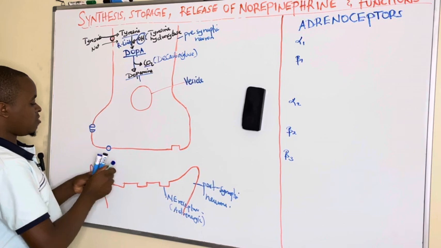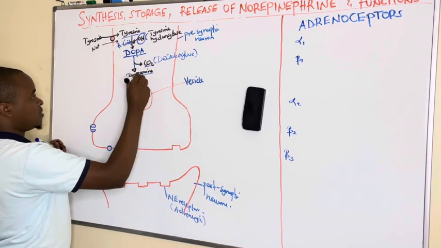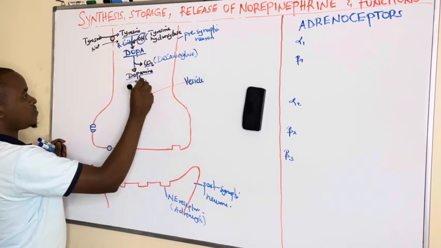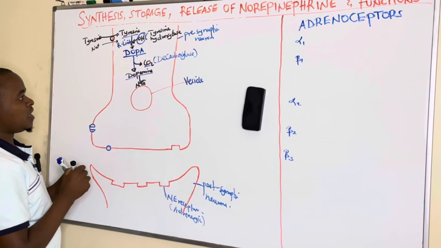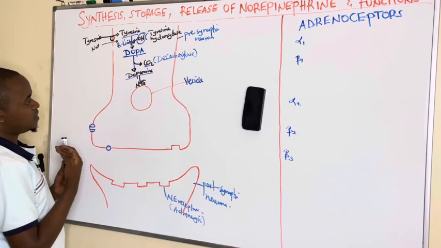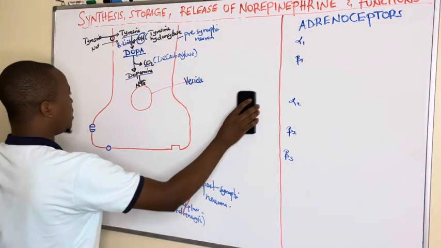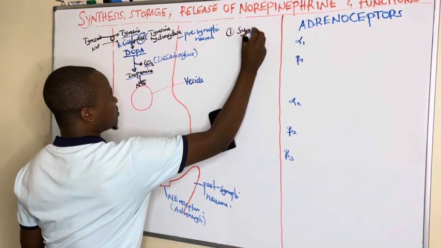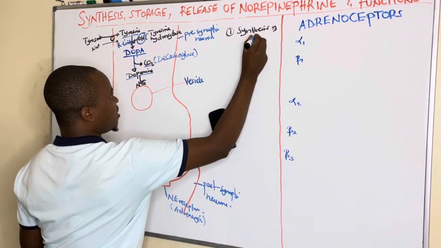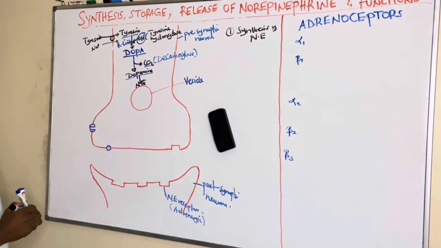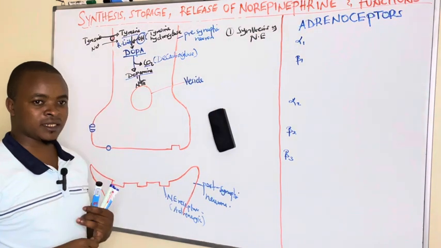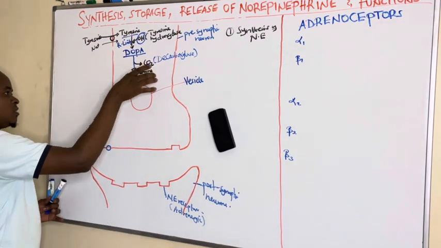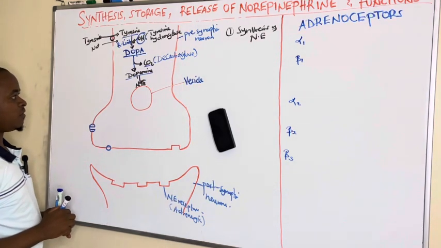This dopamine which is formed is converted into norepinephrine, abbreviated as NE, and this marks the end of point number 1, which is synthesis of norepinephrine. We have done this in the presence of two enzymes, the hydroxylase and decarboxylase, whereby decarboxylase leads to formation of dopamine, which can be converted to norepinephrine.